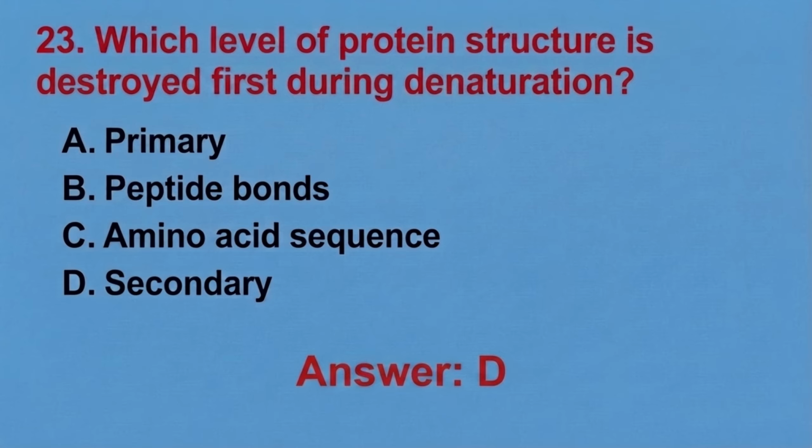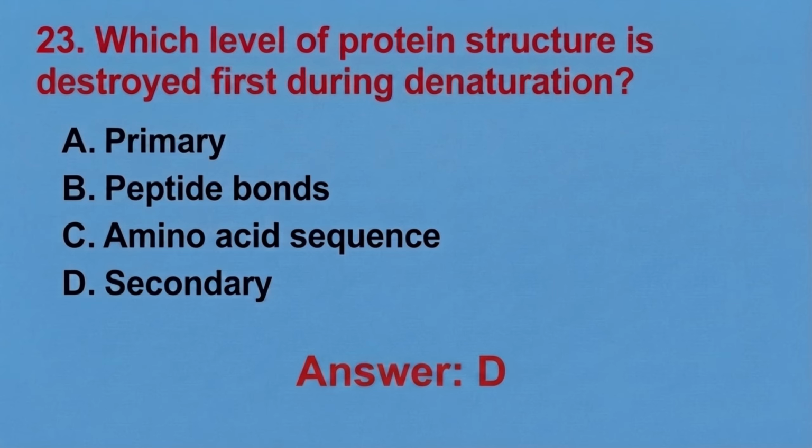Then why are the other options wrong? Option A, the primary structure, usually remains unchanged during denaturation because the peptide bonds are not broken, as I mentioned earlier. Option B is wrong because peptide bonds are strong covalent bonds that are generally preserved during denaturation. So always remember, peptide bonds are preserved during denaturation.